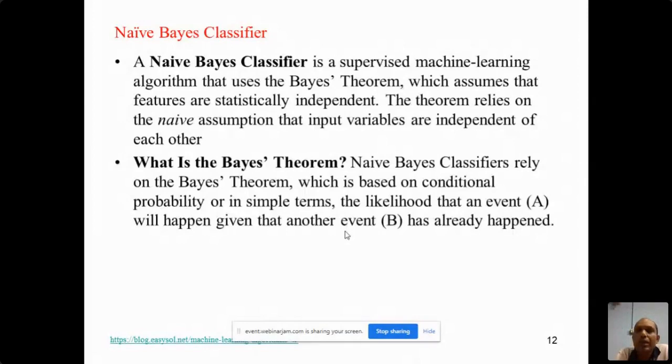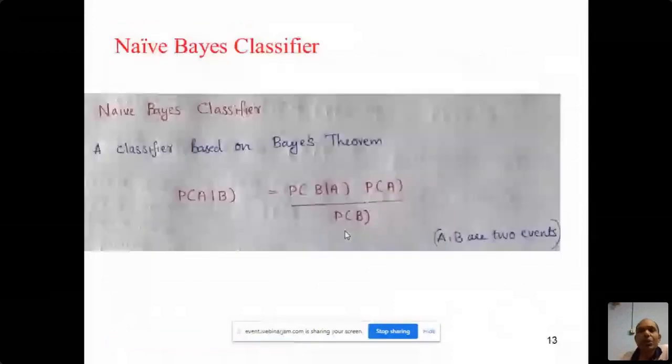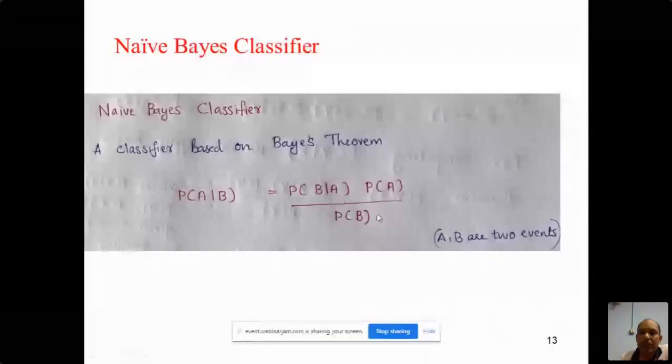Now, what is the Bayes theorem? The Bayes theorem classifier relies on the Bayes theorem, which is based on conditional probability, or in simple terms, the likelihood that an event A will happen given that another event B has already happened. This is the formula, where A and B are the two events. You can define all these things here.